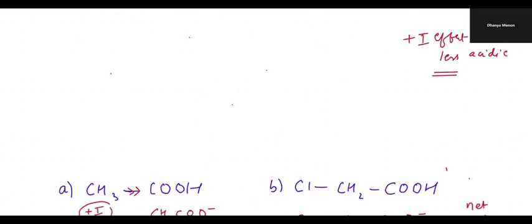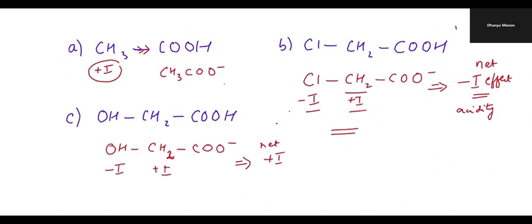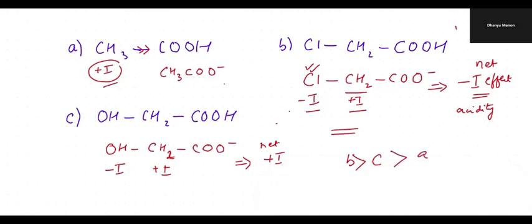Definitely the compound that has chlorine will be more acidic compared to the compound that has OH. So definitely who will be more acidic in this case? B will be more acidic, followed by C. Why? Because in the chart, chlorine is a stronger minus I effect group than the OH group. Then the least is A, because A has a plus I effect group. I hope I'm clear here, right?